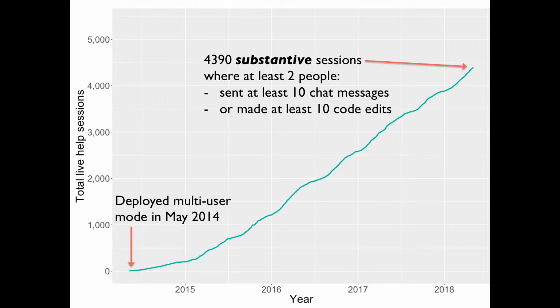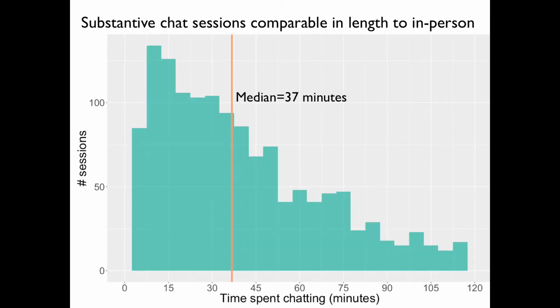So if you sent back and forth at least 10 chat messages, that's a pretty good sign that you're more serious about the session. Also, alternatively, you could make 10 code edits. So there are some sessions that did not seem to have chats, but they had a lot of code edits. And that's because the people actually use the code editor itself to chat, because you can just write text in there as comments. The substantive chat sessions seem comparable in length to in-person sessions.